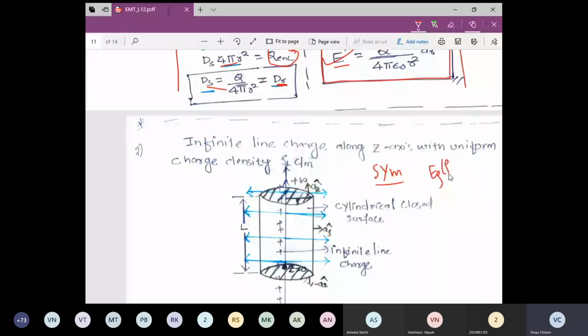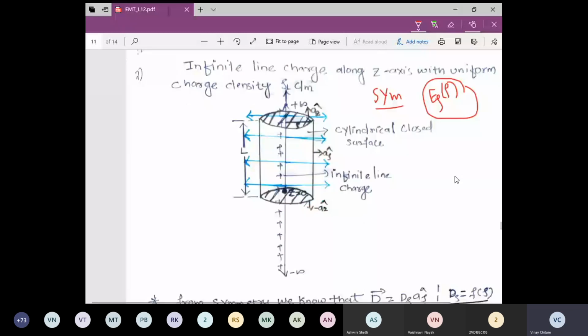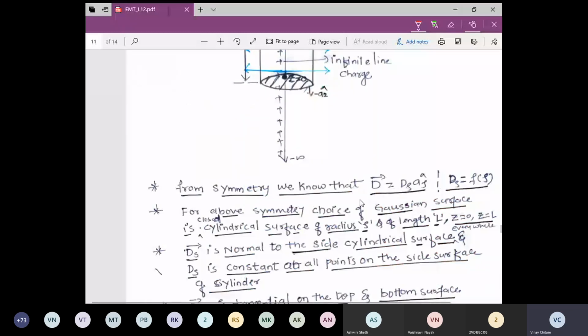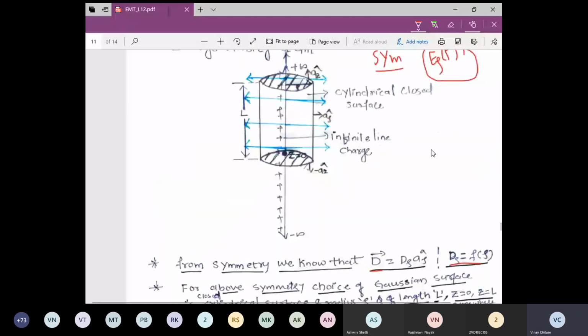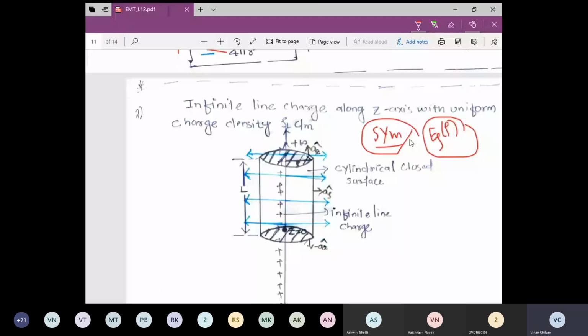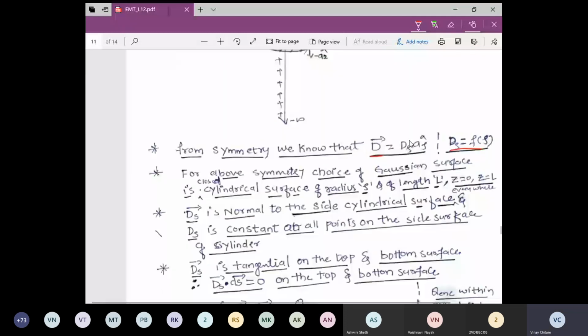I can give one more trick also. We know that D and E are related, and the direction of the electric field and the direction of the flux density are also the same. So even by this, I can say straightforward from symmetry that the flux density is D rho a rho hat, and D rho is a function of rho alone, because of the complete symmetry we have discussed in module 1.